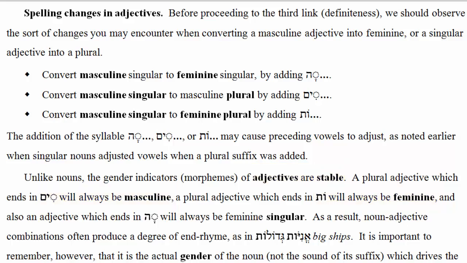Not surprisingly, as we lengthen the word, adding these various suffixes to it, it draws away some of the vocalic energy from the earlier syllables of a word. So, as we found with other noun adjustments, such as making a noun plural, similarly, when we add syllables to an adjective, it's going to change the vocalization of some of the earlier syllables in many instances.